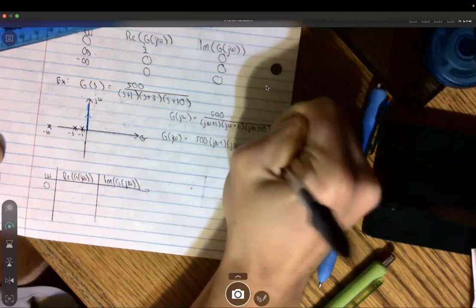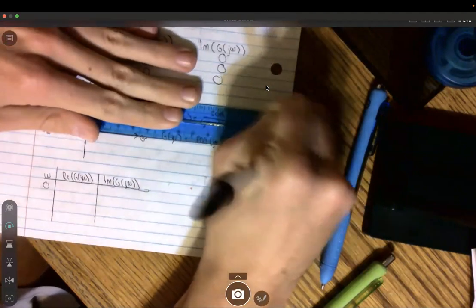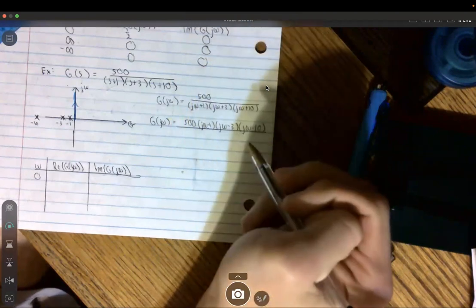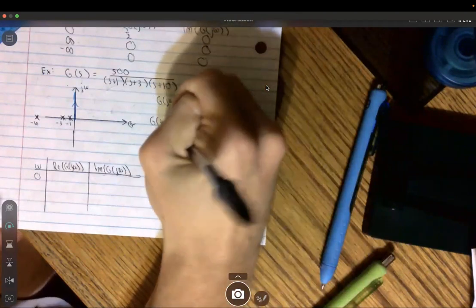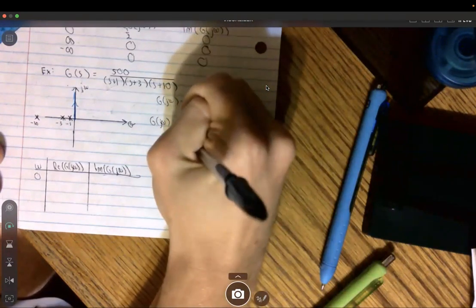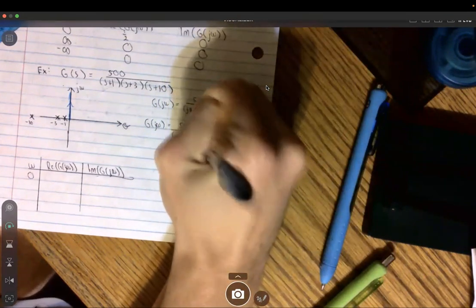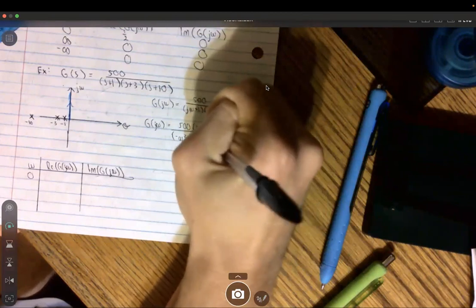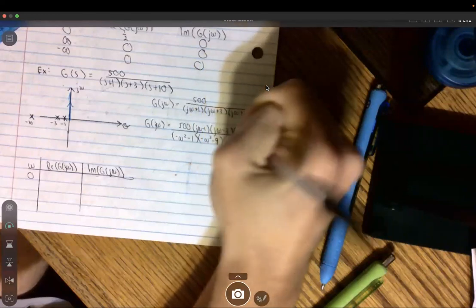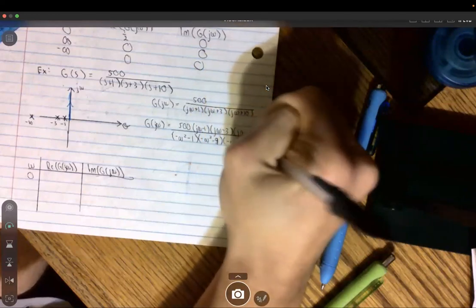Okay, now that you do that, what you're going to see in the denominator happen is multiplying this one by jω minus 1, you're going to get minus ω squared, and then you're going to get a minus 1, and then you're going to get a minus ω squared minus 9. Then you're going to get a minus ω squared, then you're going to get minus 100.